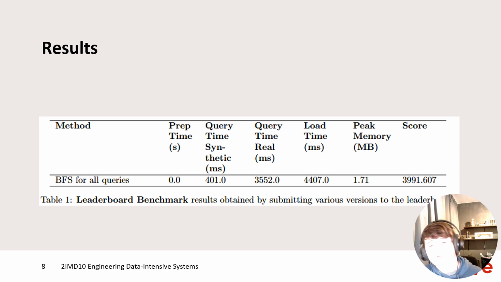Then for our results, we only have the CSR graph and breadth-first search properly implemented at the moment and able to run on the server. And this is the result we had from running it on the server.